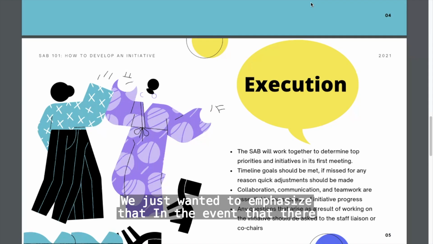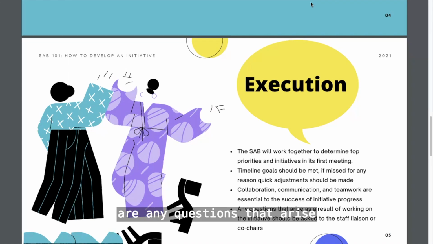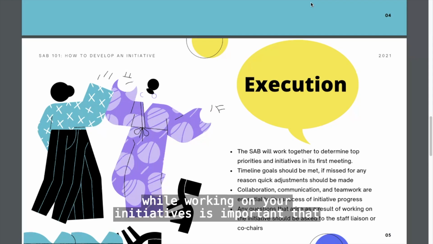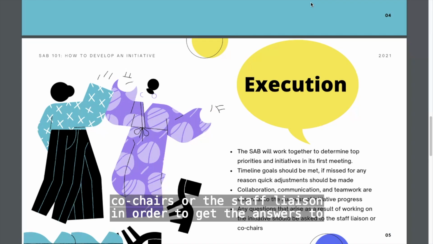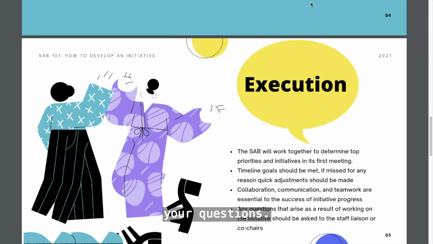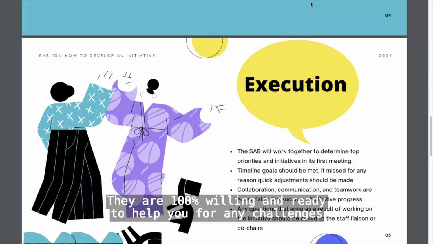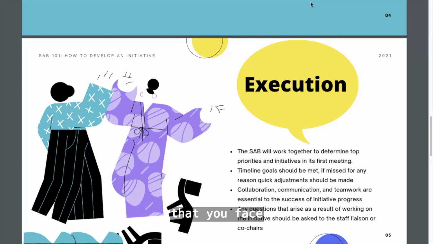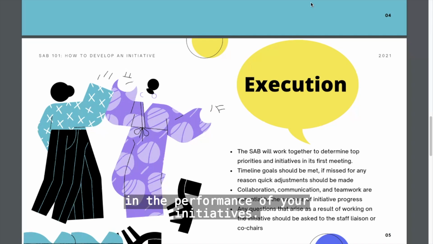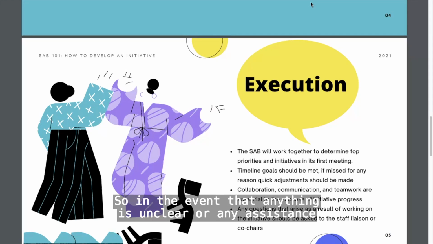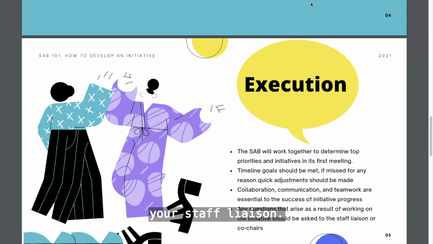Lastly, we just wanted to emphasize that in the event that any questions arise while working on your initiatives, it is important that these questions be directed right to either the co-chairs or the staff liaison in order to get the answers. They are 100% willing and ready to help you with any challenges that you face in the performance of your initiative. So, in the event that anything is unclear or any assistance may be needed, definitely just reach out to your co-chairs or your staff liaison.